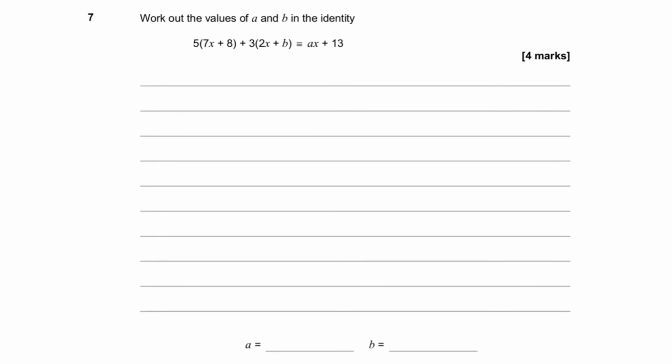So our last question says, work out the values of a and b in the identity 7x plus 8 times by 5 plus 2x plus b times by 3 is always equal to ax plus 13. The three lines in the middle of the identity just mean is always equal to. So let's start by expanding out the brackets. So we've got 5 times 7x is 35x, plus 5 times 8 is 40, plus 3 times 2x is 6x, plus 3 times b is 3b, is always equal to ax plus 13.